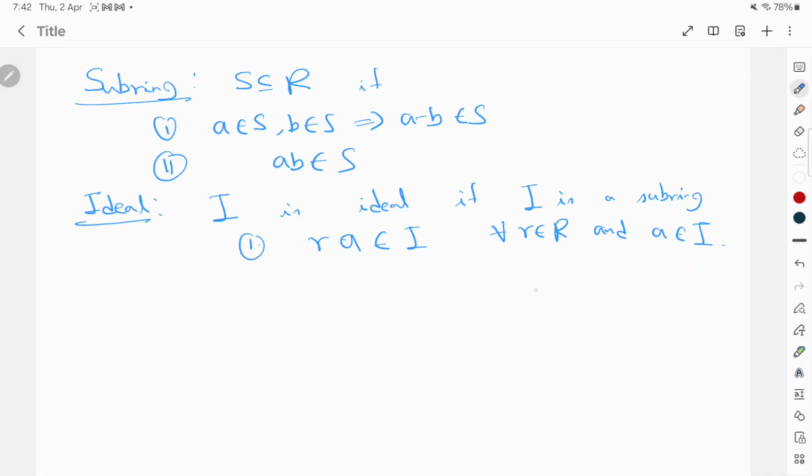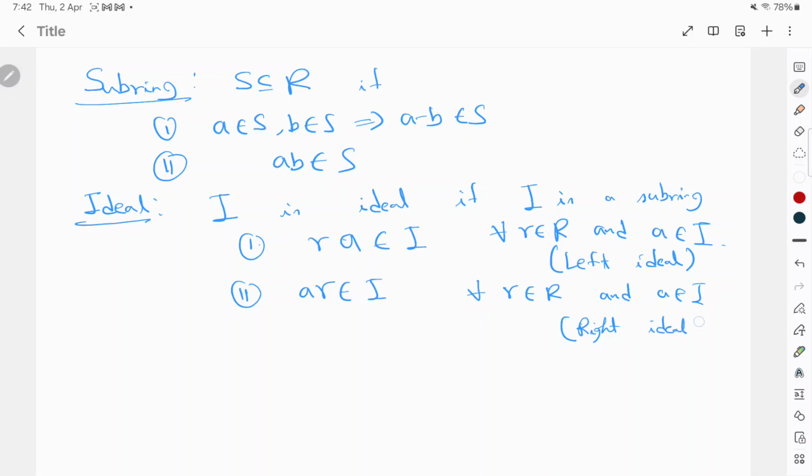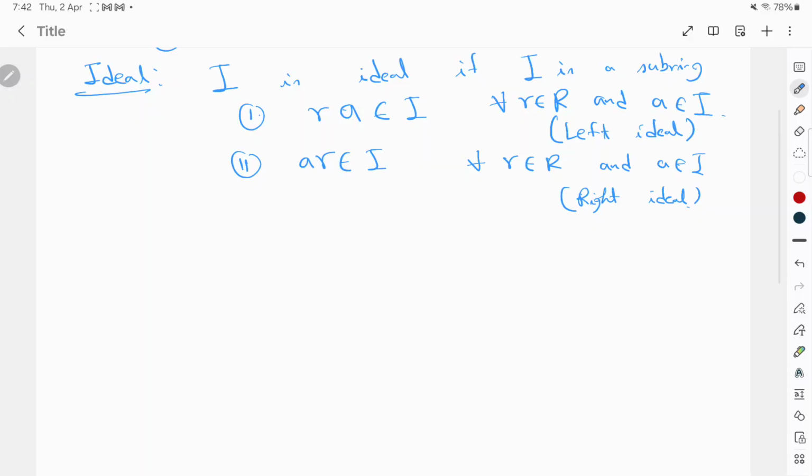This is for your left ideal, right? Second is A into R belongs to I, for all R belongs to R and A belongs to I. This is for your right ideal. If both properties are satisfied, then we say it is an ideal. And in this, we discussed some examples. This is done.